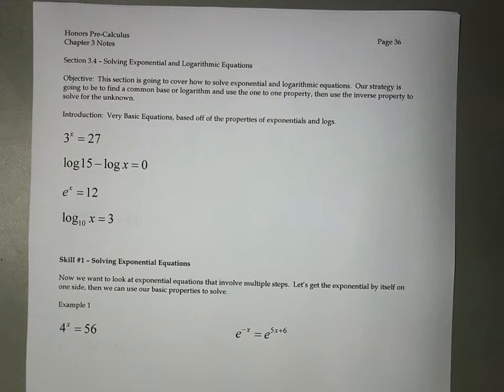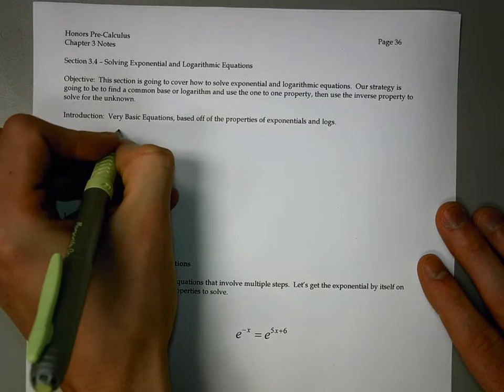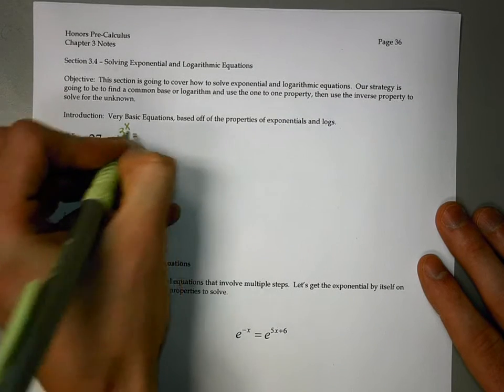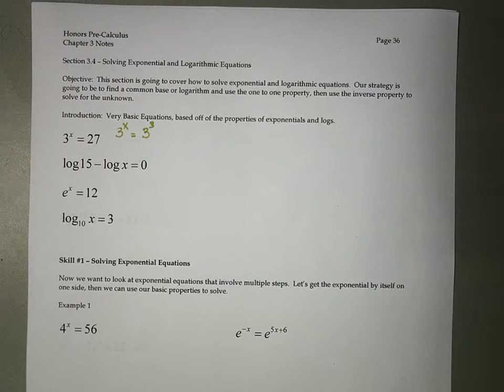So the first example here, 3 to the x is equal to 27. Now I know all of you know that's going to be 3 because 3 cubed is 27. But let's take it from a rules perspective. When we solve exponential equations, we like to find common bases. So even though we know right here x is going to be 3, let's find a common base between the two sides, which 27 written in terms of base 3 is 3 cubed.